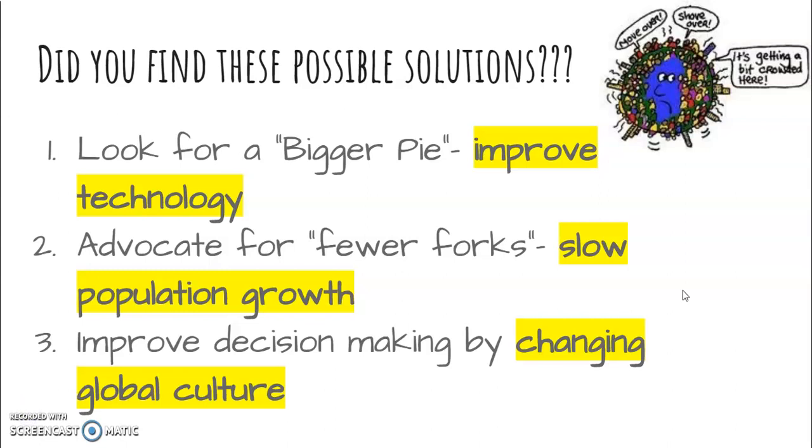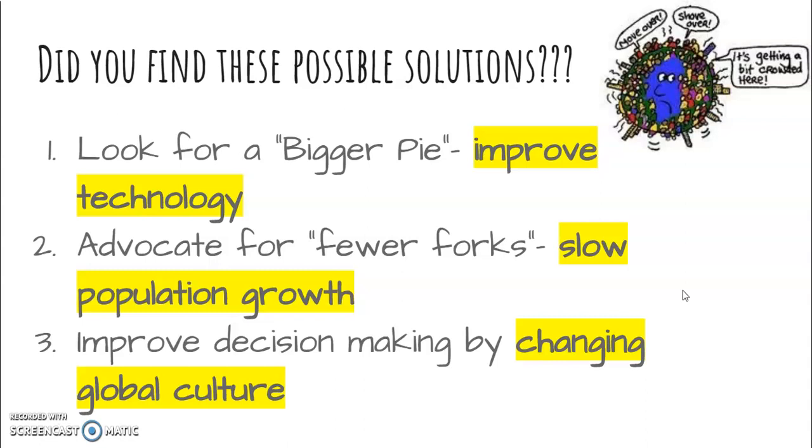Did you find these 3 solutions? First is we need to improve our technology. So if our technology becomes better, hopefully we'll be able to mitigate the problems that we have ultimately caused. Number 2, we need to slow our population growth. Again, 3 billion people can happen pretty quickly when it's across the whole planet and through multiple generations.